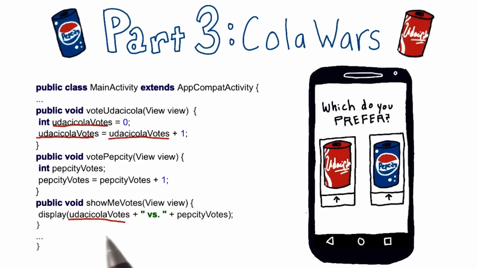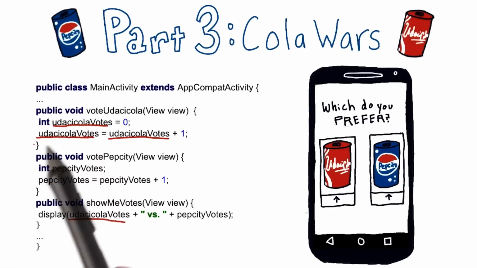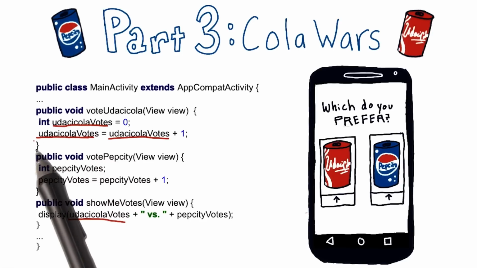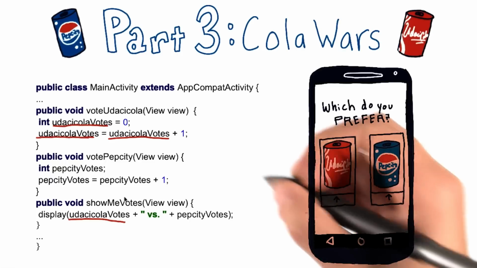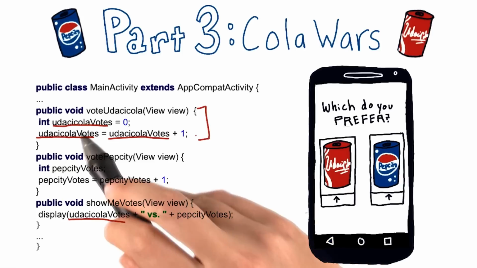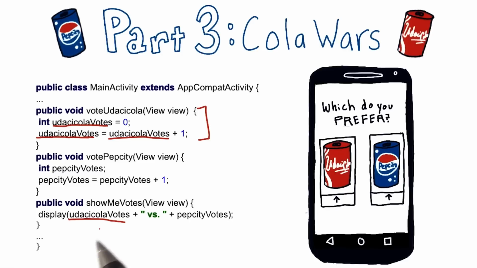But another problem is down here. This code's actually going to throw an error, and the reasoning for that is because remember, I said that Udasicola votes sort of comes into existence, or its scope begins right here. And then at the end of this vote Udasicola method, it is trashed, it's out of existence. Which means when I come down here, Udasicola votes doesn't really exist. More technically, we say that this variable's out of scope. Its scope was here, it got declared here, and it ended here. But we're trying to use it down here, and it can't be used.